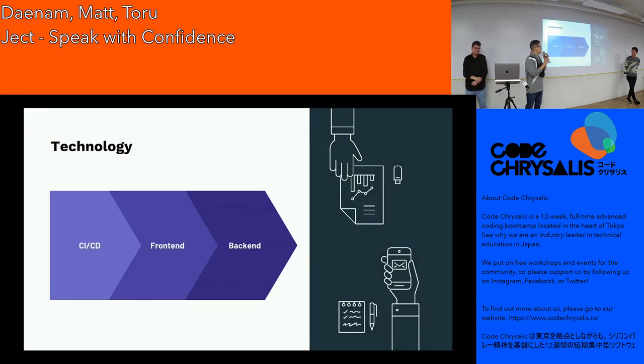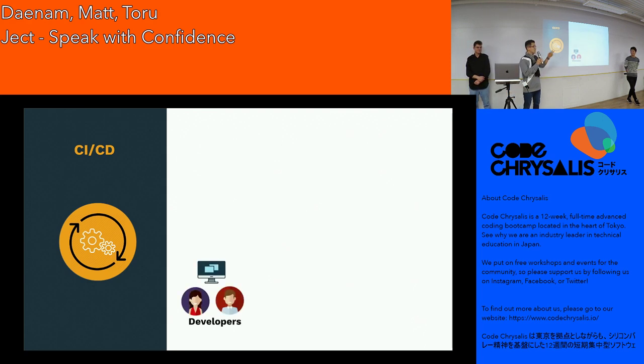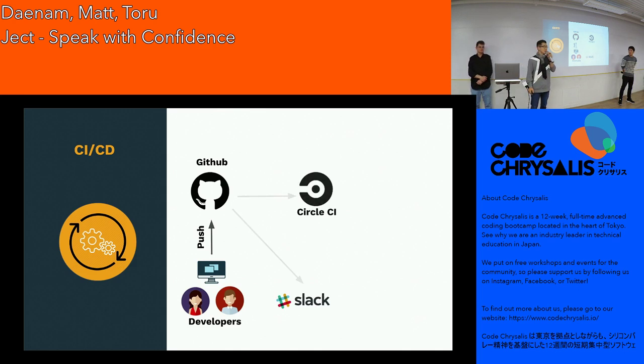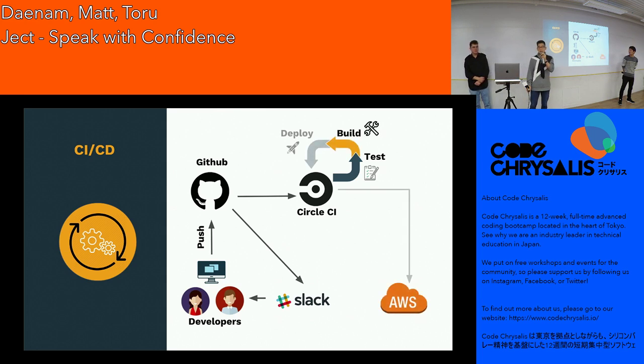The stack consists of three big parts: continuous integration and continuous delivery, and the front end and back end side. Let's talk about the CI/CD first. There are many developers working together, and we are just three now. We are working on our branch and push to GitHub. And GitHub will send a signal to CircleCI and Slack. And Slack will notify the other developers what's going on on the GitHub side. And also CircleCI starts the task and build, and finally it is deployed to AWS.